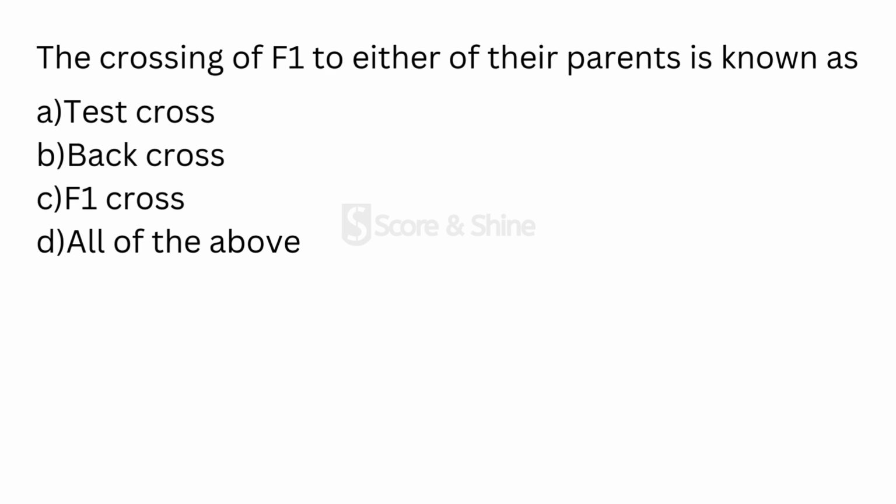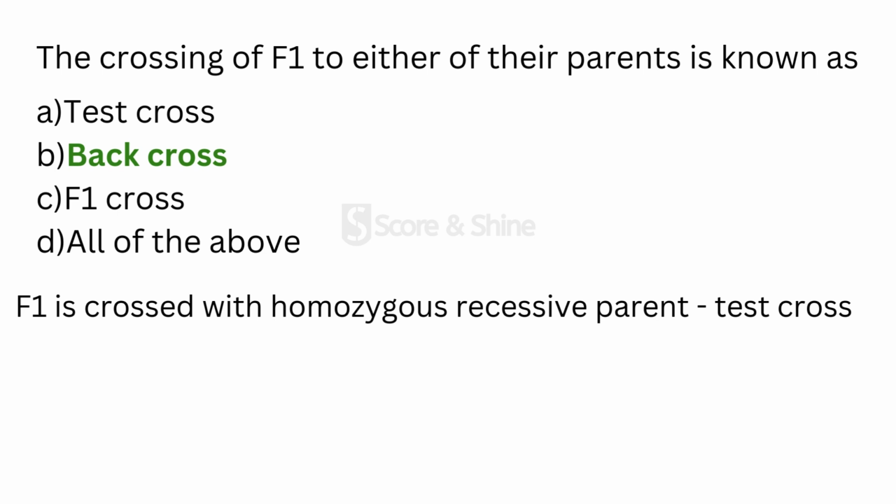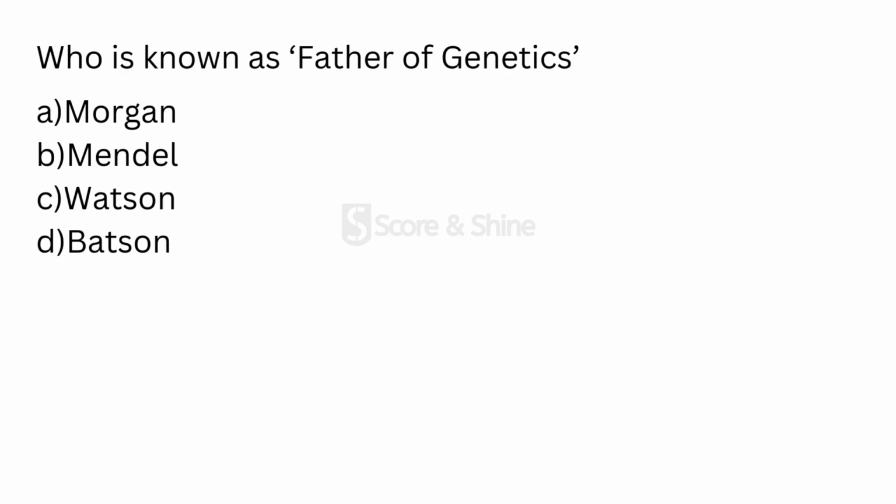And the next question, the crossing of F1 to either of their parents is known as? The answer is back cross. So when F1 is crossed with homozygous recessive parent, then it is known as test cross. And next, who is known as the father of genetics? So Mendel is the correct answer. And the full name is Gregor Mendel. So he is the father of genetics.